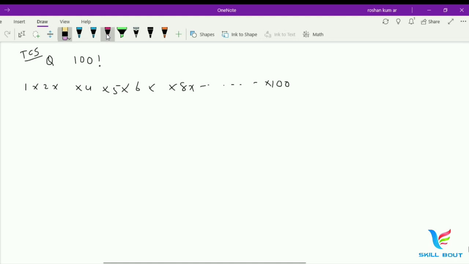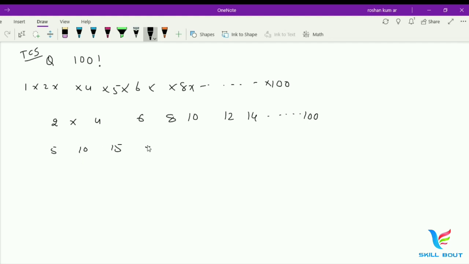So what is required for me? What is required is nothing but 2 and its multiples and 5 and its multiples. Let me first talk about 2's multiples. That will be 2, 4, 6, 8, 10, 12, 14, so on till 100. Then we'll have 5's multiples. That will be 5, 10, 15, 20, 25, so on till 100.